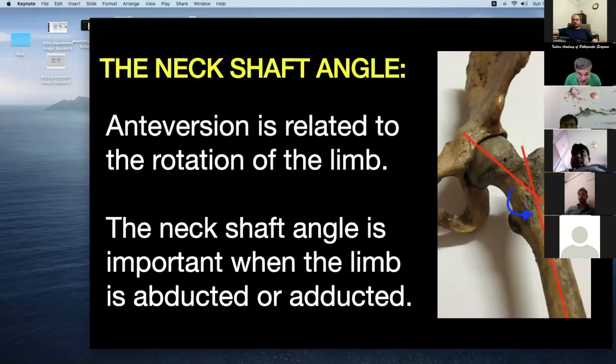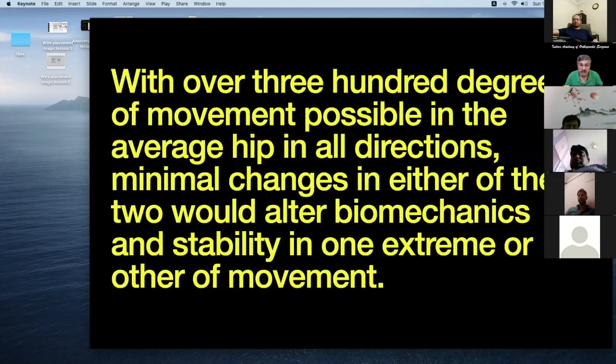Anteversion is the relation to the rotation of the limb. Neck shaft angle is for abduction and adduction. So, a mistake in version will dislocate the hip in internal or external rotation. A mistake in the neck shaft angle will first cause abnormal forces and failure of the prosthesis, and much later only lead to subluxation or dislocation. With over 300 degrees of movement possible in the average hip in all directions, minimal changes in either of these two would alter the biomechanics and stability in one extreme or other for movements.